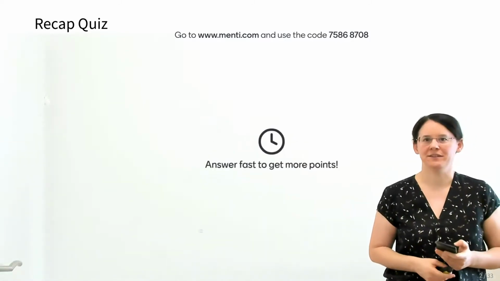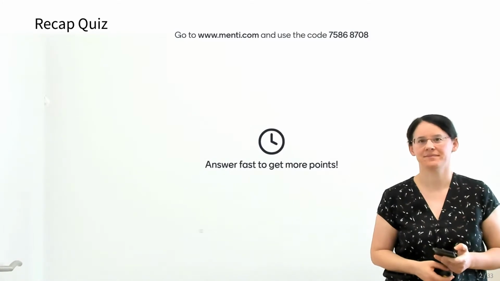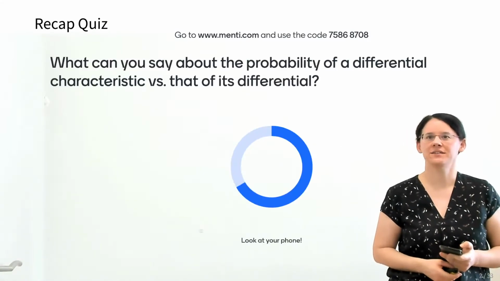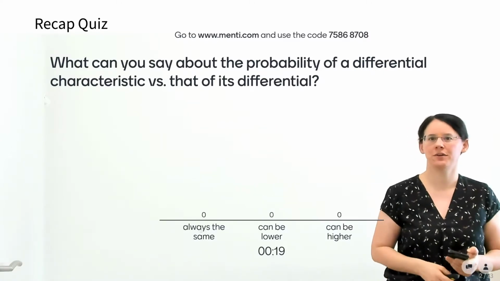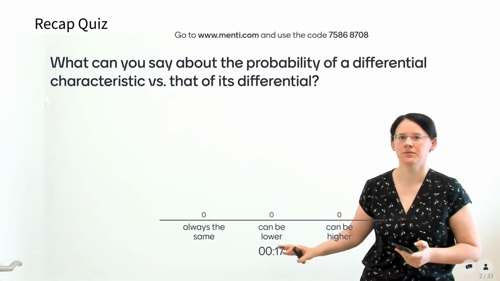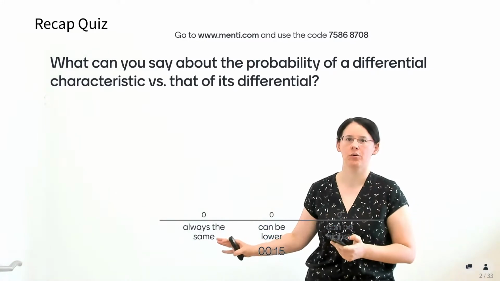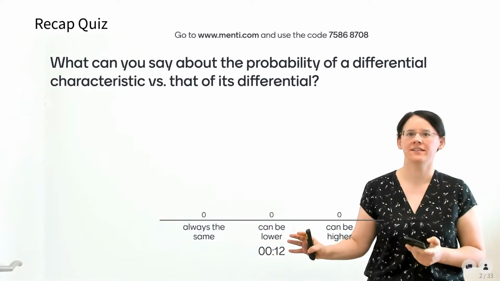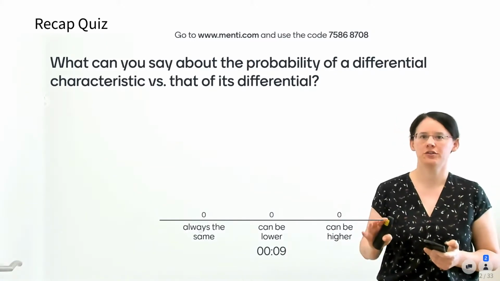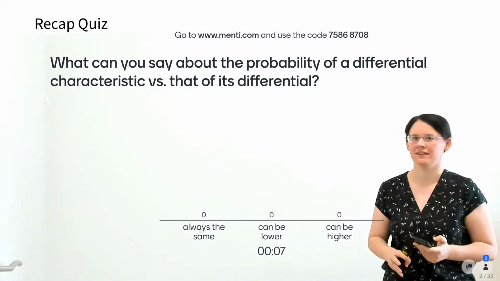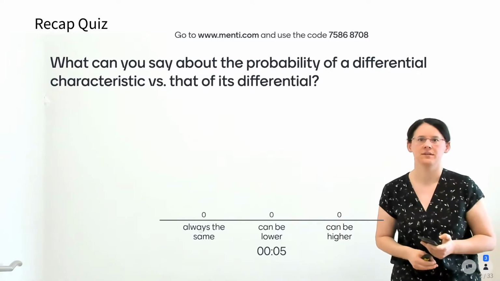Okay, third question. What can you say about the probability of a differential characteristic versus the corresponding differentials? Are the two, so of a characteristic and of a differential, always the same? Or can the characteristic have a lower probability than the differential, or can it have a higher probability than the corresponding differential?